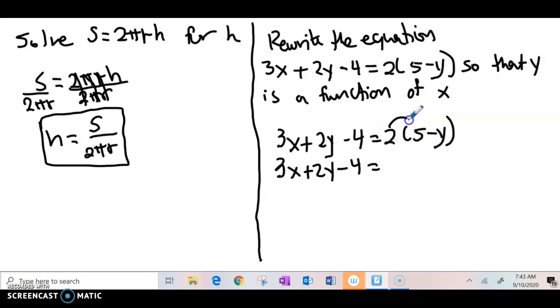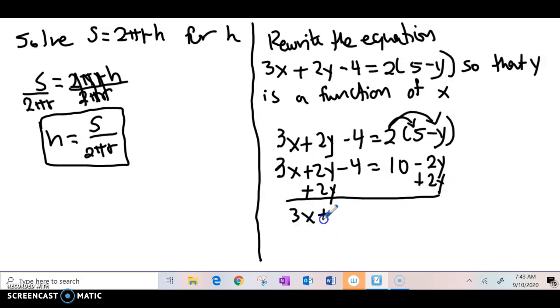So I'm distributing that 2. 2 times 5 is 10, and 2 times negative y is negative 2y. So I'm done with parentheses. Now I'm going to put the y's together. So this is the smallest, so let me undo that. Clean that up. 3x plus 4y. Bring the negative 4 down. Now let's put the numbers together. Put this to the other side. So I'm going to do subtraction by adding. 3x plus 4y equals 14.